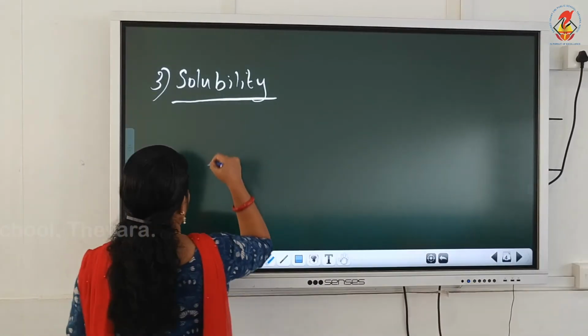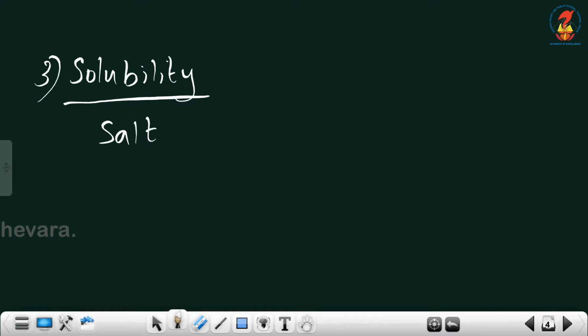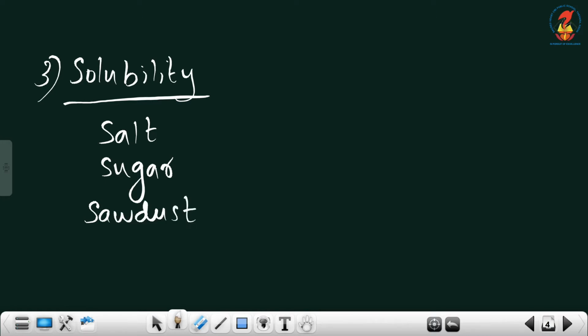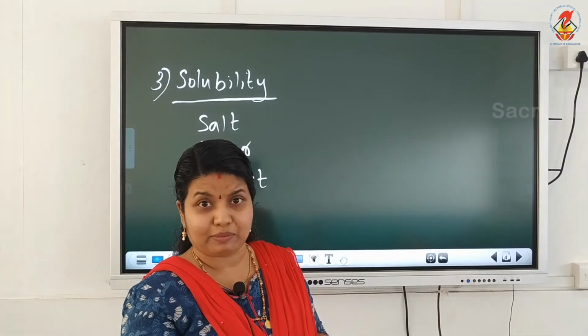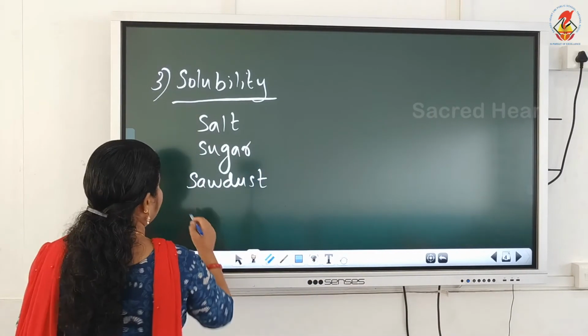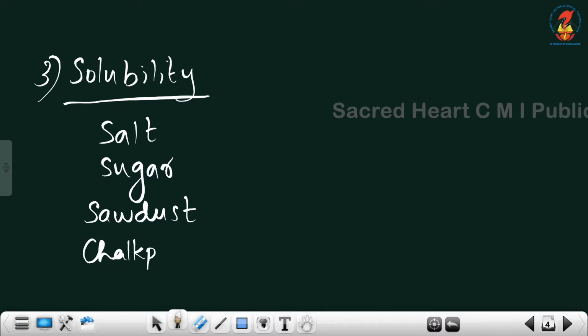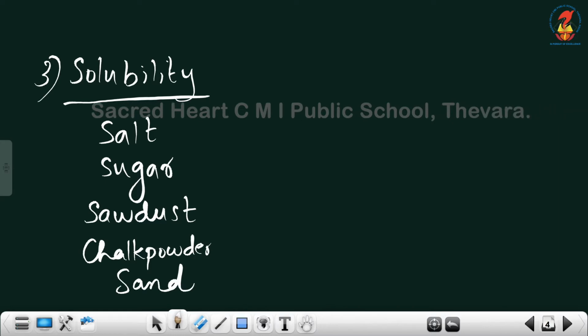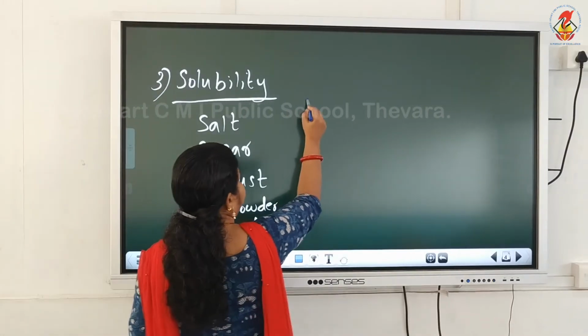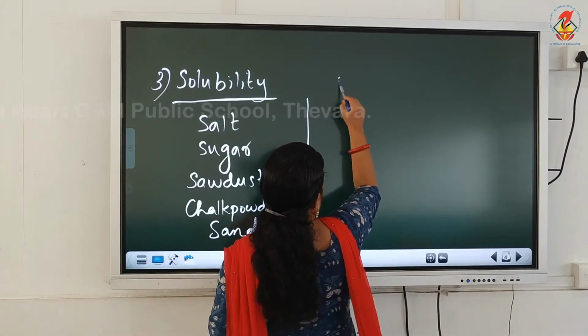So, take 5 materials: salt, sugar, then sawdust. What is sawdust? Sawdust is a powder that we get upon cutting wood. When you cut wood, a powder comes out, that is known as sawdust. Then chalk powder, sand. Take these 5 solids. These are all solids. Mix it with water.